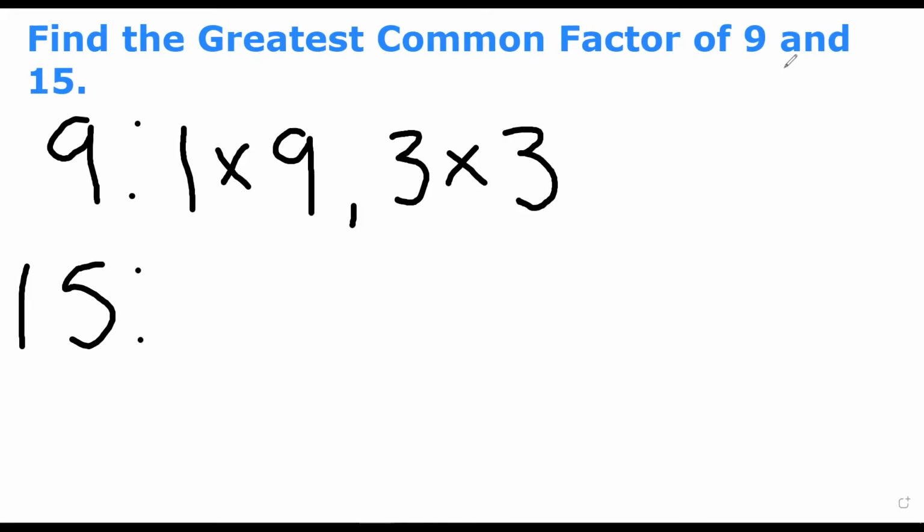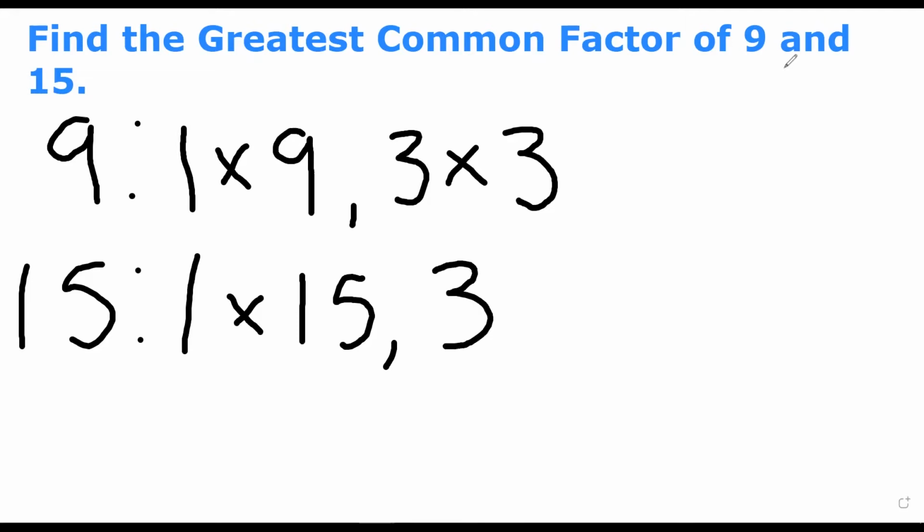For the number 15, we can start out again with the number 1 and 15. This is always the factor pair that we should start out with: 1 times the number itself. What other factor pairs can you think of for the number 15? One other factor pair for the number 15 is 3 and 5. Can you think of any other ones? I think that's all again for the number 15.